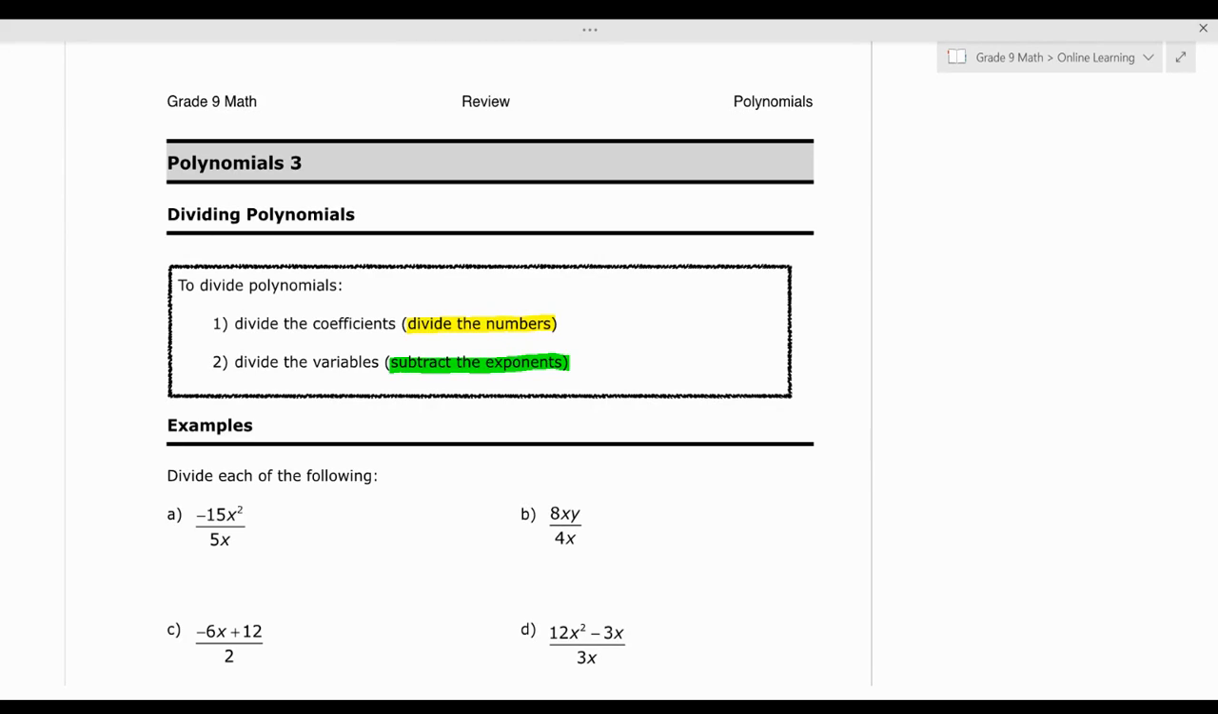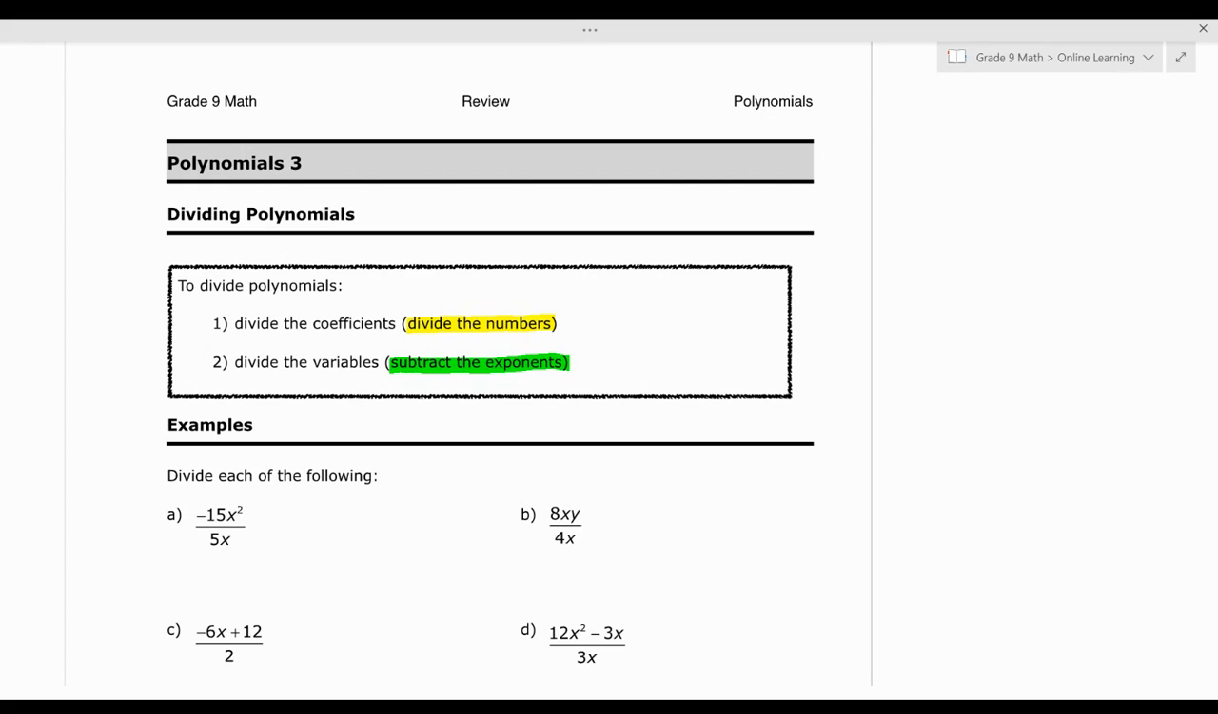The final piece of polynomials that we covered in the grade 9 course was how to divide polynomials. And this is a very important concept heading on to grade 10. So as a reminder, when we divide polynomials, you are going to divide the coefficients. So we divide the numbers.